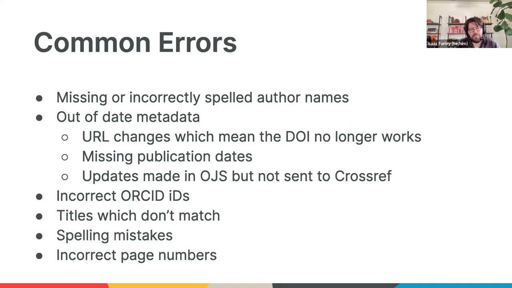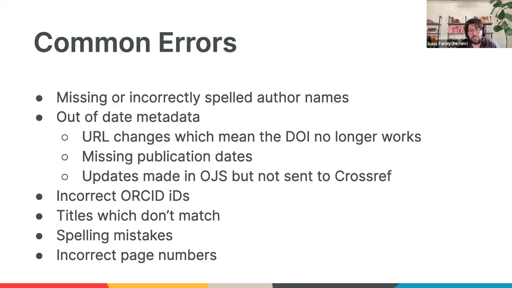Some of the most common metadata errors that my team sees are authors who are contacting us to say that their names are incorrect or incomplete. If content has moved over time, which it will do, URLs need to be updated, and users within the community notice that and flag that to us as well. Publication dates not included in the metadata is also something that is a common problem. And then I talked about this earlier, but we see a lot of title mismatch problems. And I'll reiterate this here.